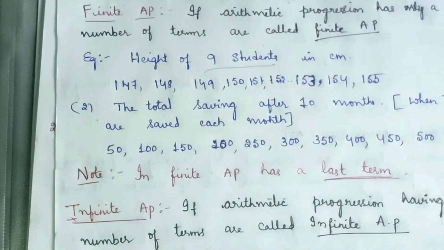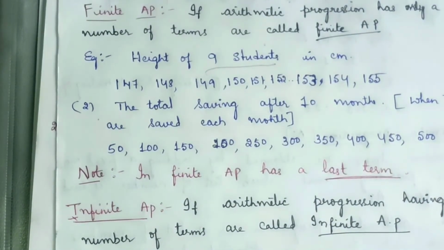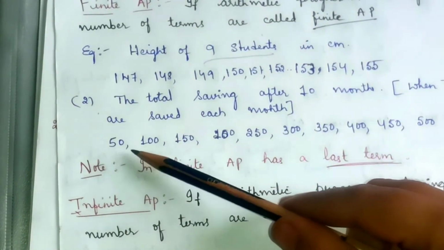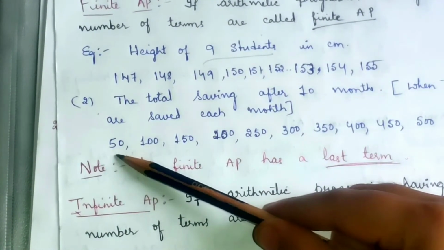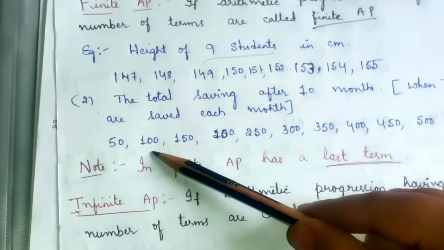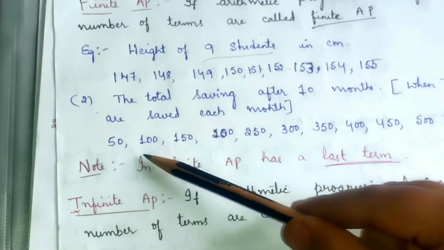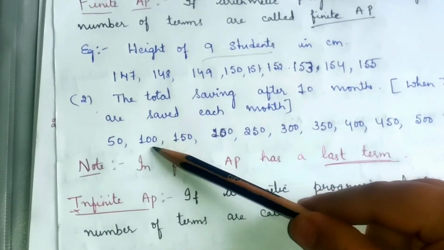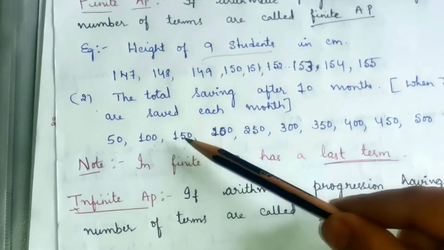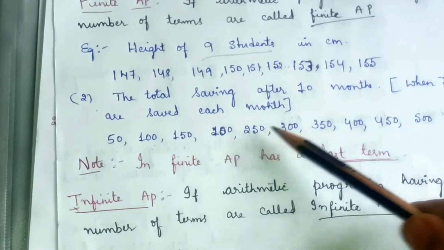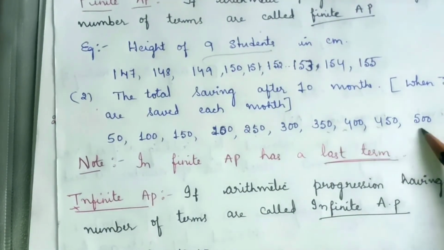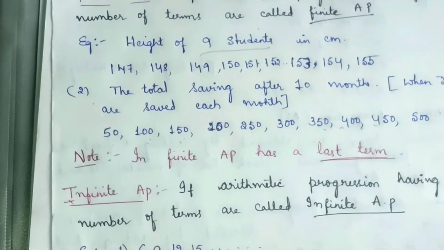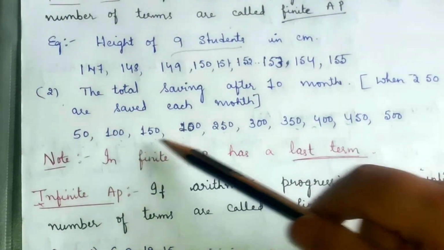And the next example, the total saving after 10 months. See, I am going to save 50 rupees every month. This is the first month's saving. Next month, what happens? Second month: first month plus 50, it will become 100. Again, third month plus 50, 150. You add 50 to it every successive month, you will get 500. See, this is an example of finite arithmetic progression where the number of terms is finite.